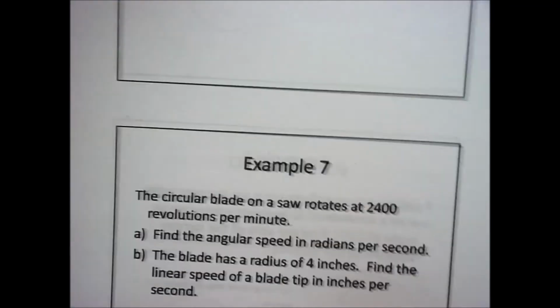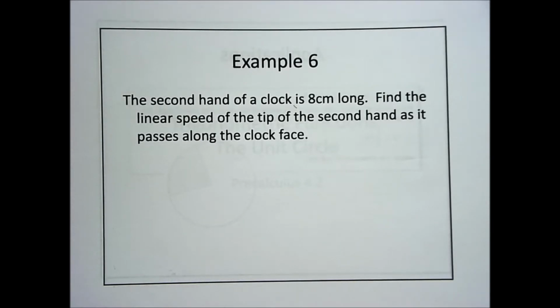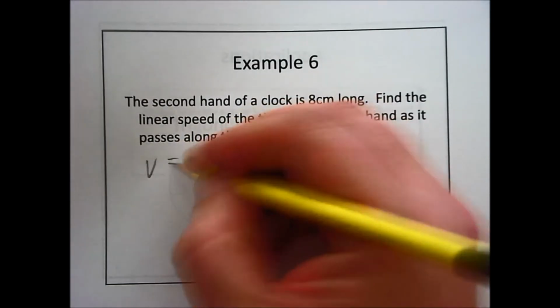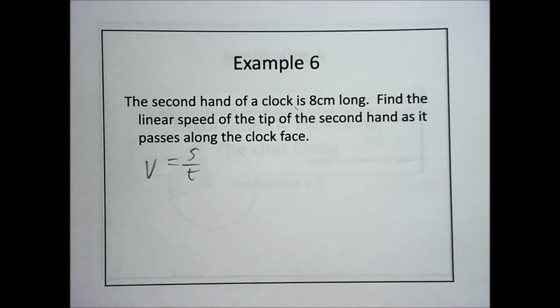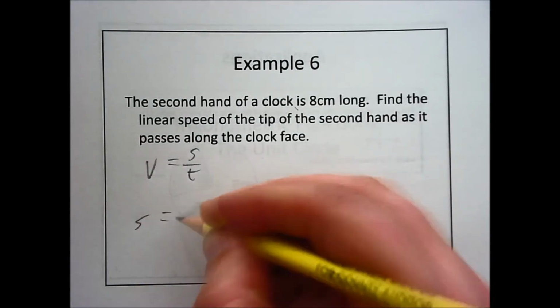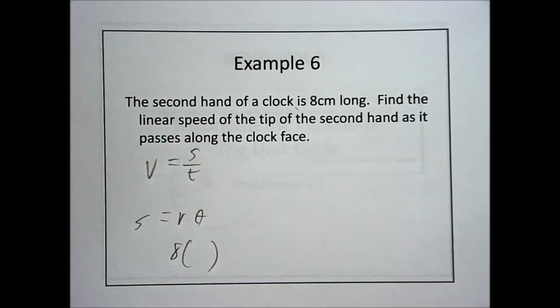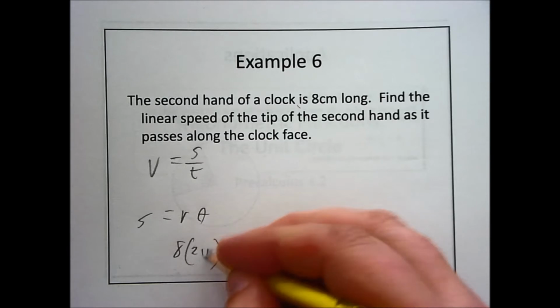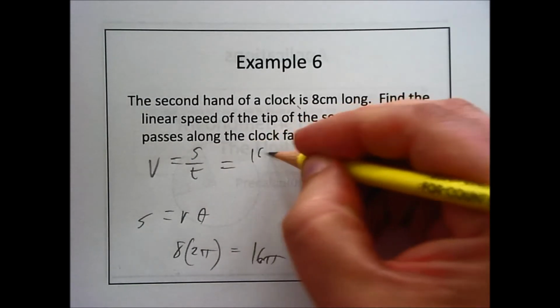So, if I have the second hand on a clock that is 8 centimeters long, I want to find the linear speed of the tip of the second hand as it passes along the clock face. So how fast is that tip going? Well, that's linear velocity, so that's going to be the arc length divided by time. For the time, I'm just going to use 60 whole seconds to make one whole revolution. So for S, I'm going to use S equals R theta. I'm going to plug in 8 centimeters, and theta, since we're going all the way around the clock one time, is going to be 2 pi. So that gives me 16 pi for the actual arc length in this case.